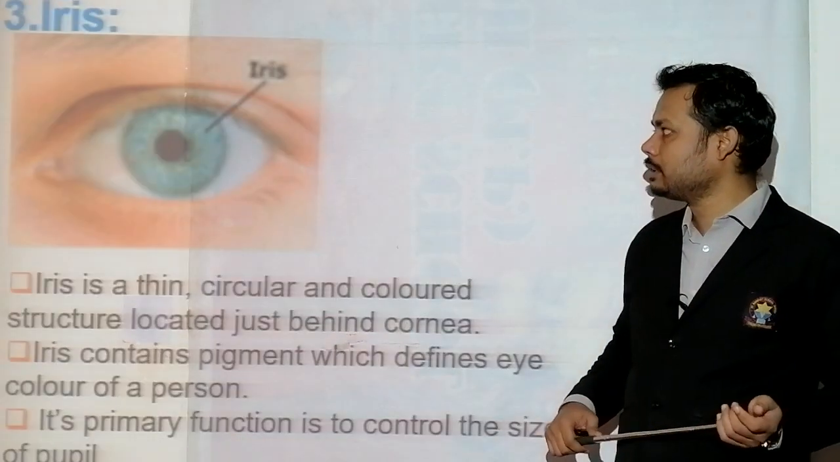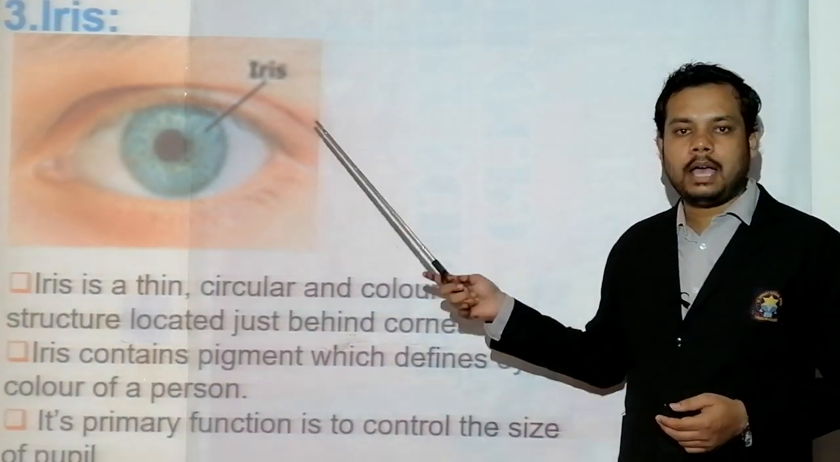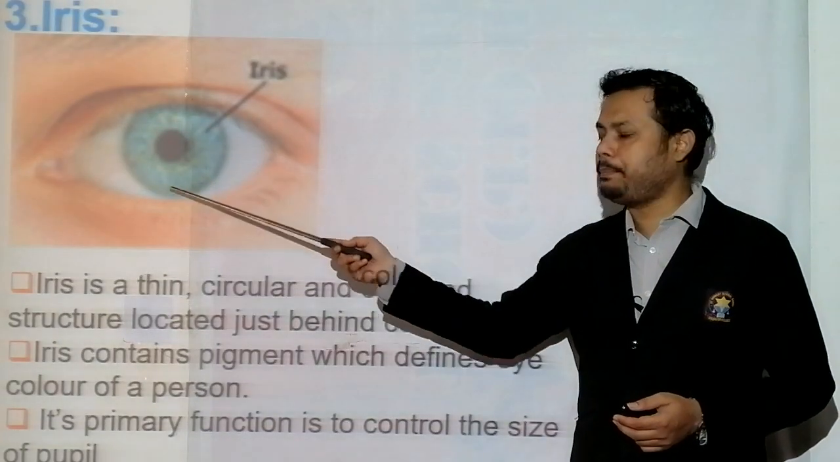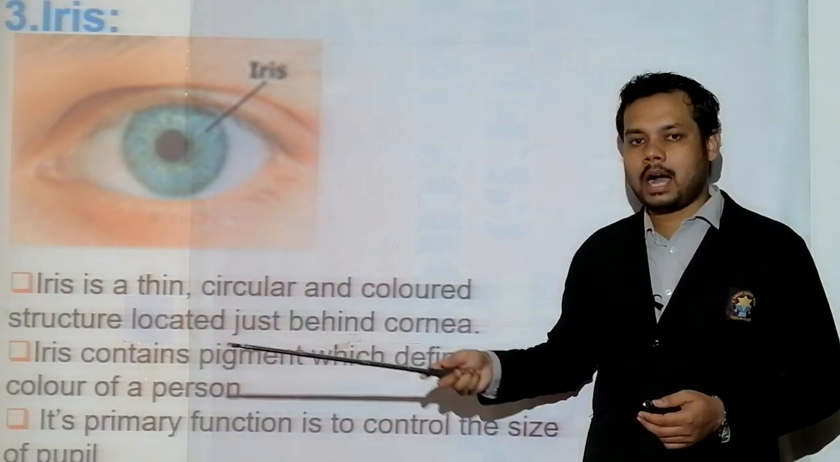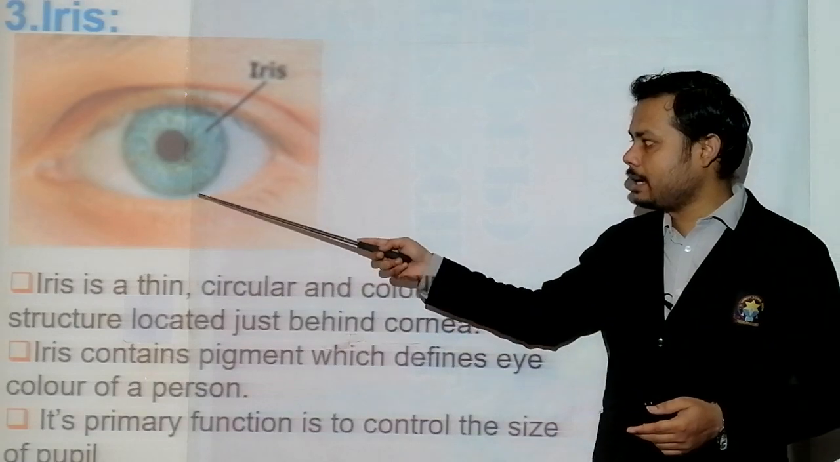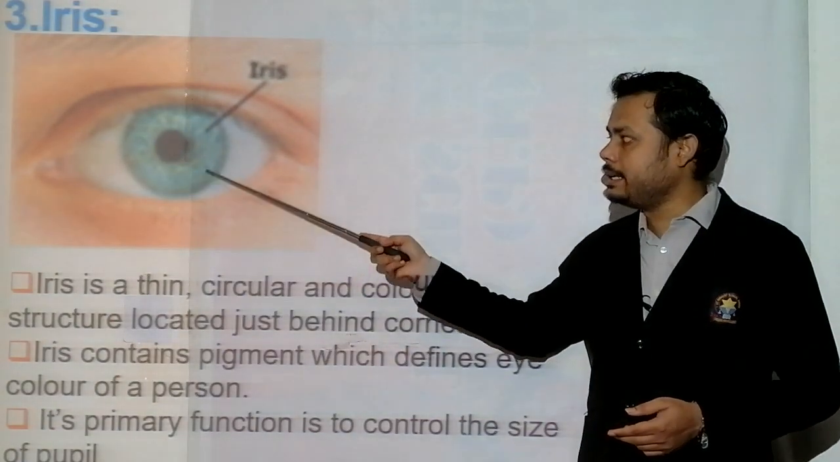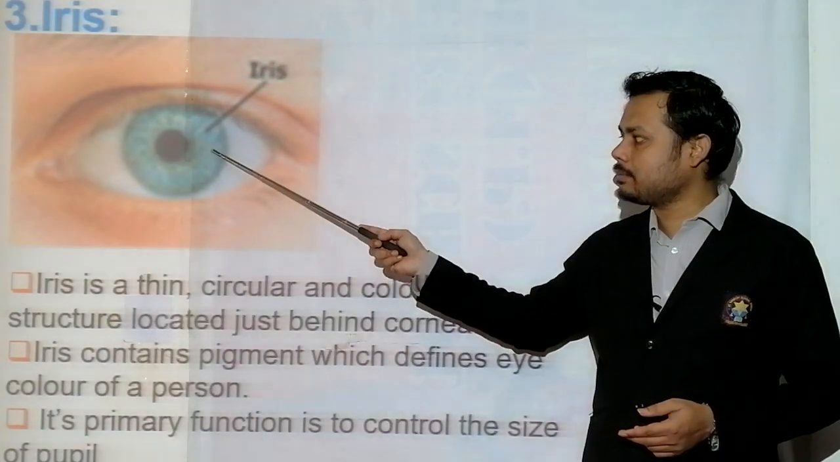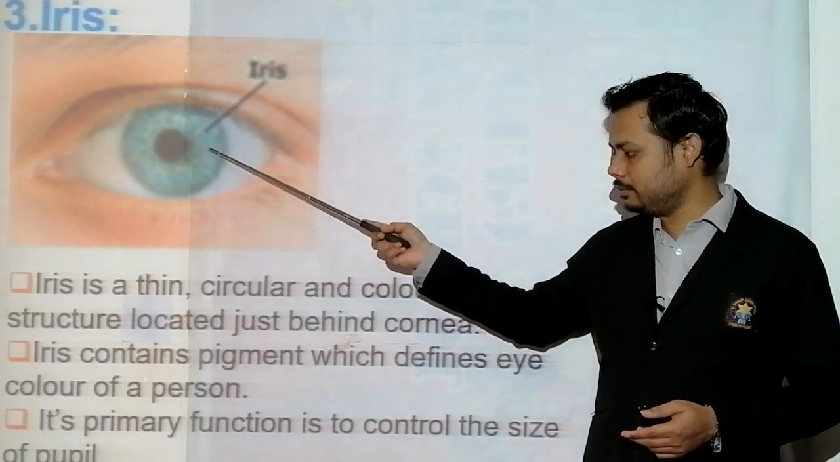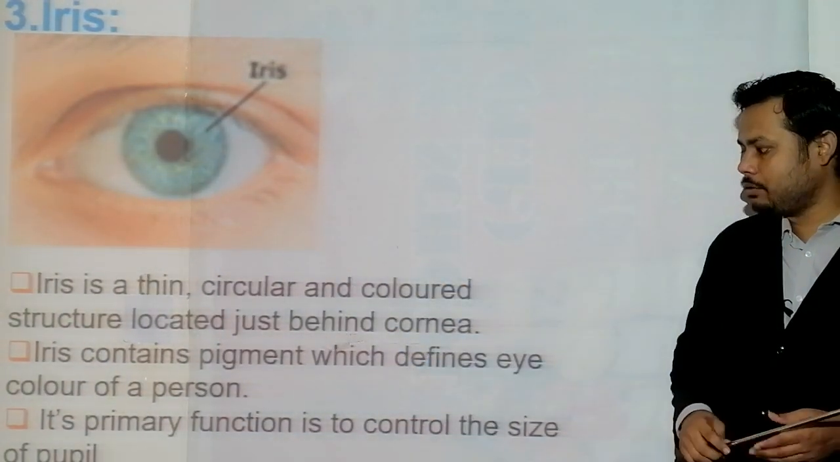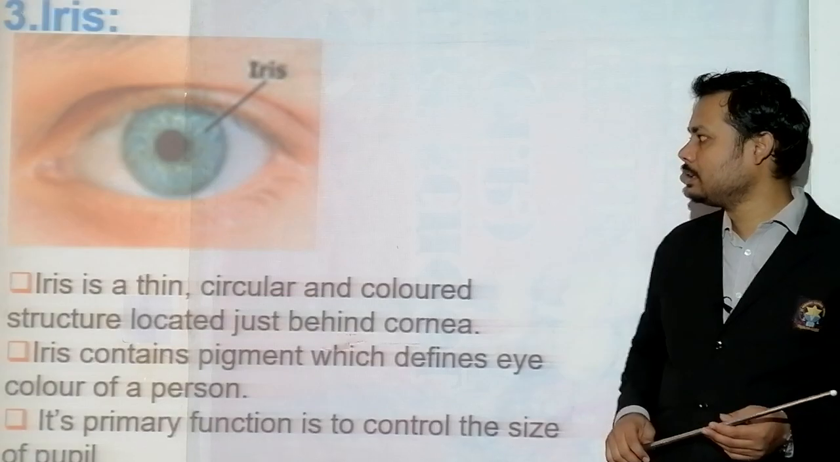After the cornea, there is the iris. Iris consists of color pigments, so that's why our eye color is defined. In this diagram, the eye color is green, so it means the iris has a pigment of green color. The primary function of the iris is to control the size of the pupil.